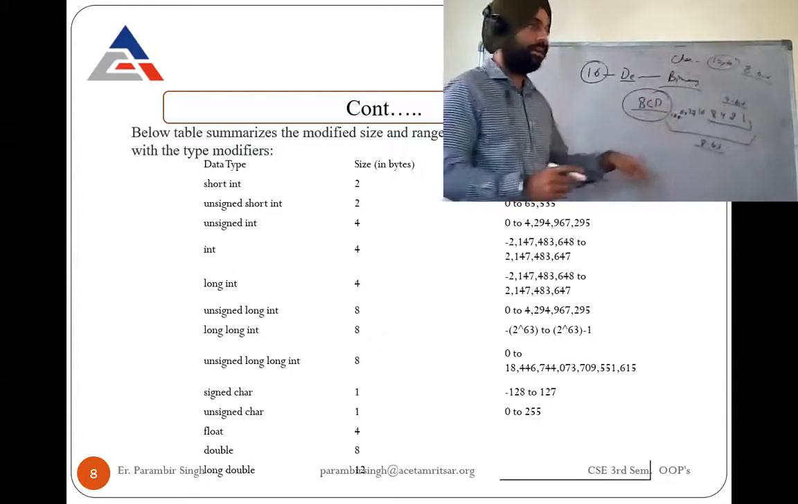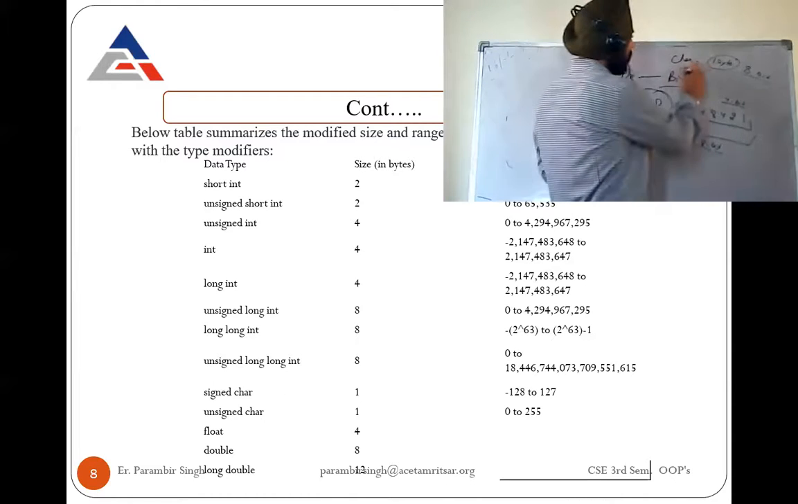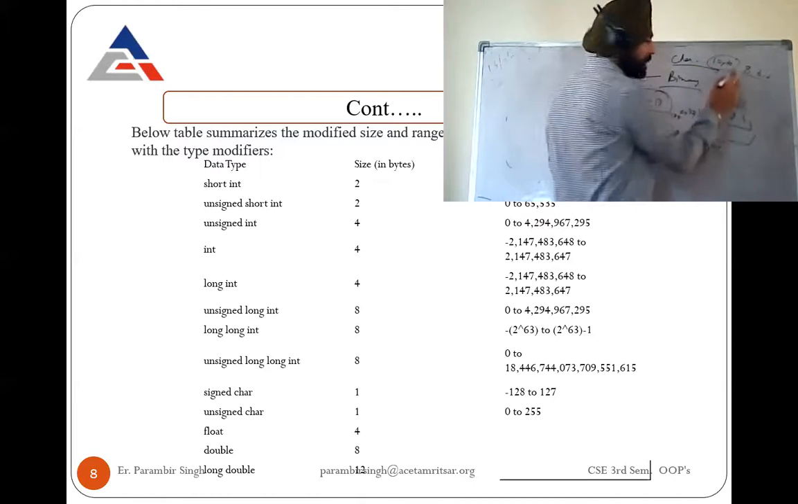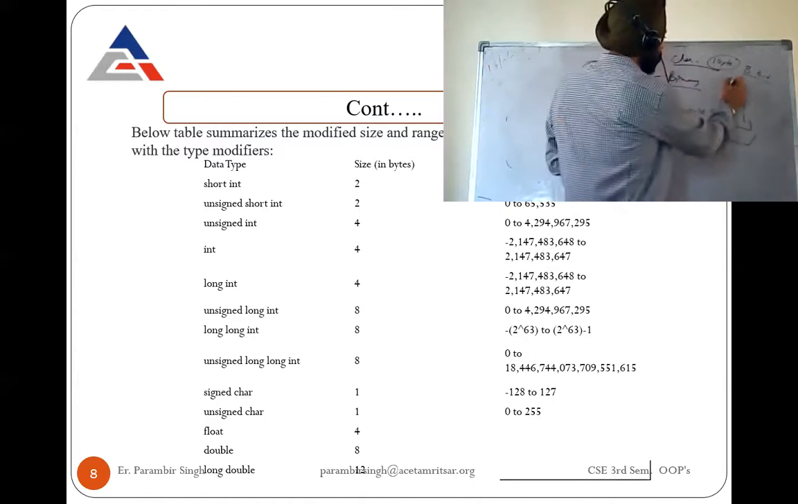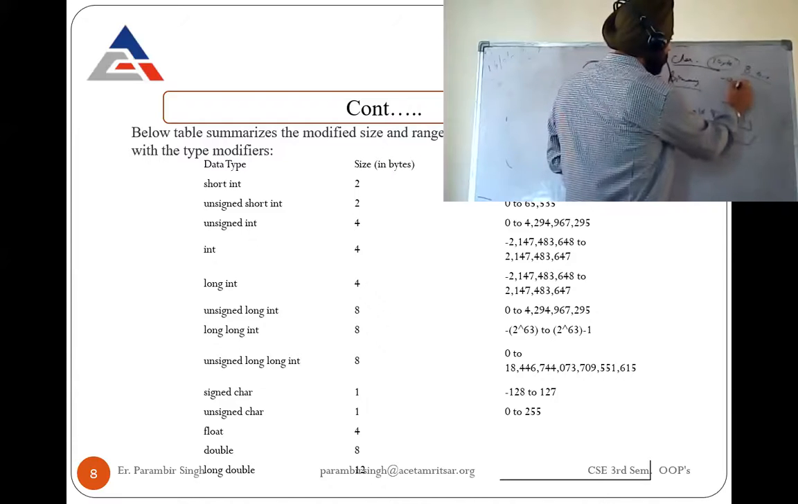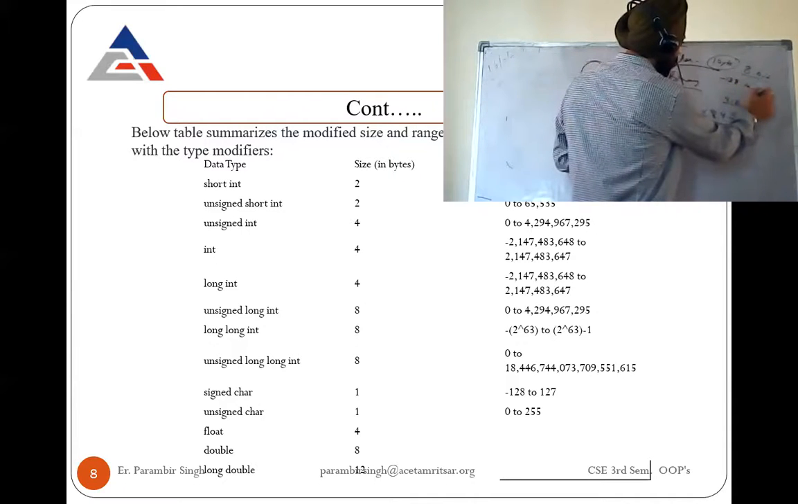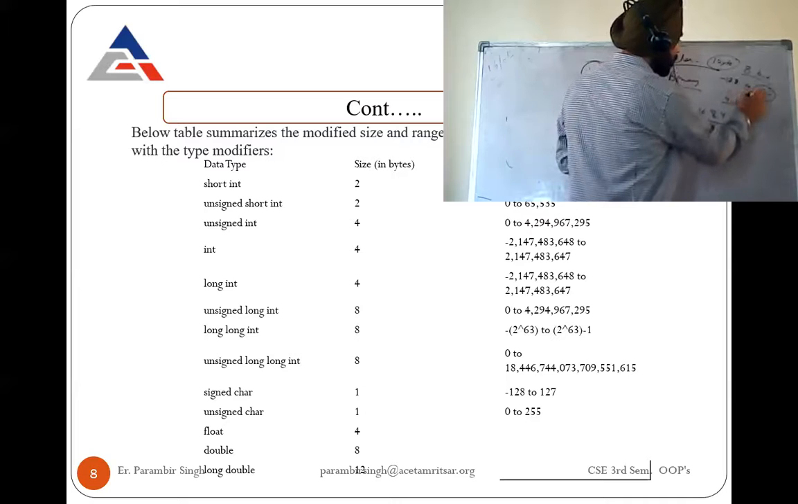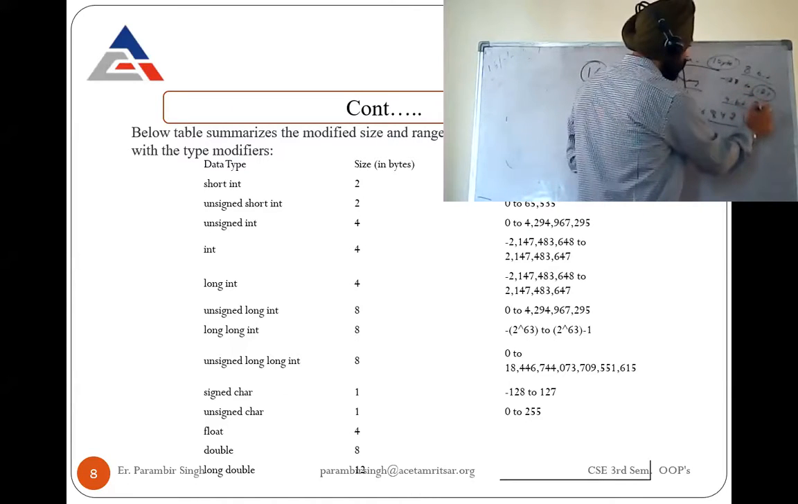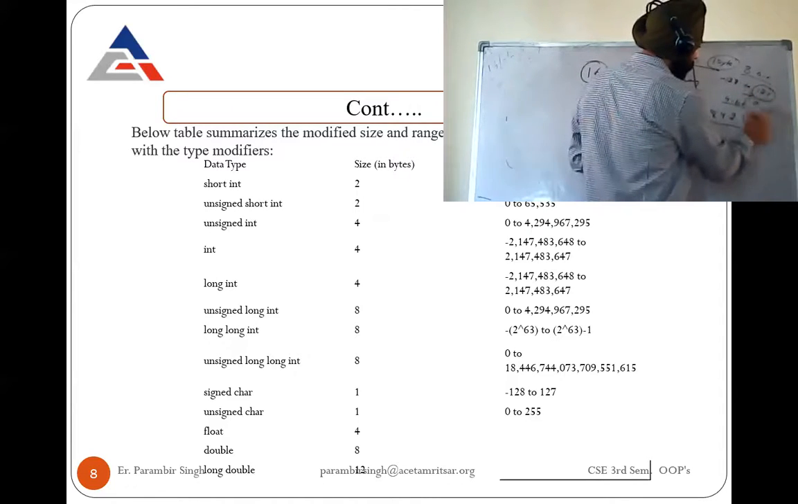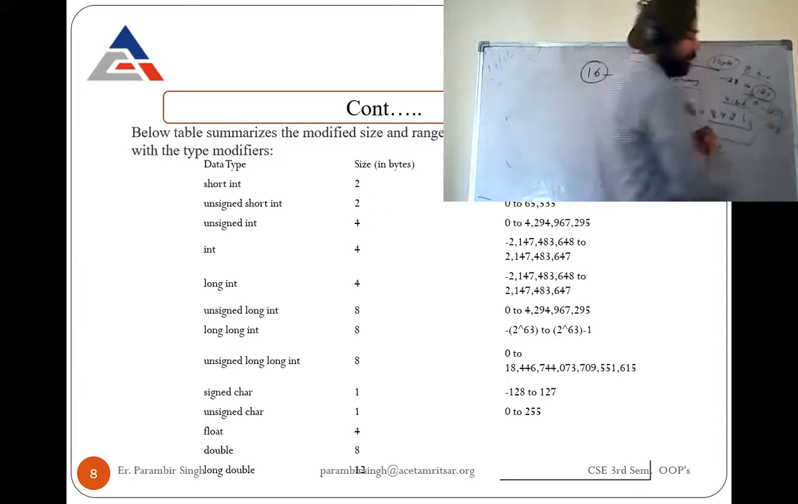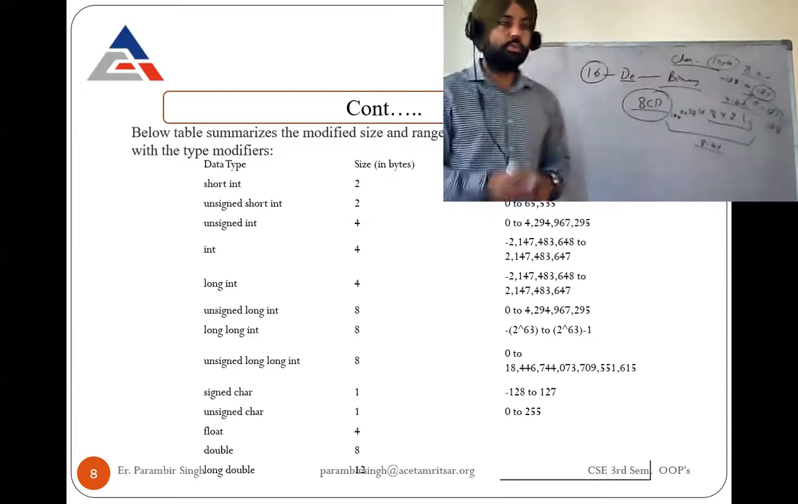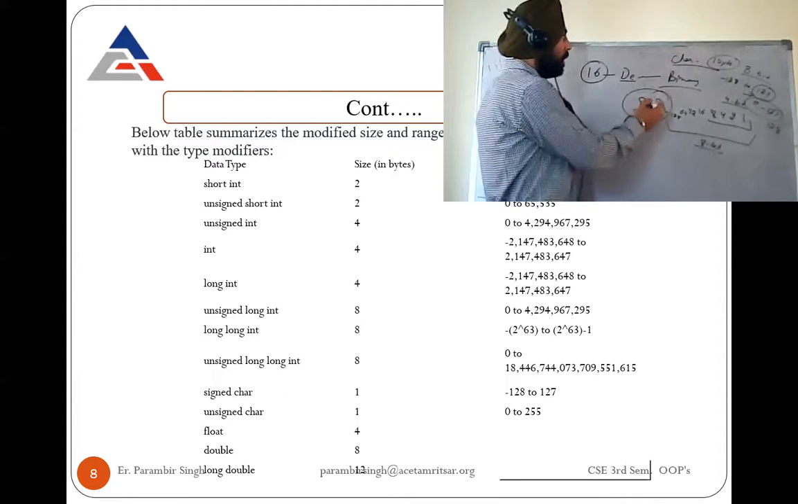So that is why, in the case of a character type variable, as in the PPT, it shows minus 128 to 127. Why 127? Because the value starts from 0 to 127. So the total number of values is 128.